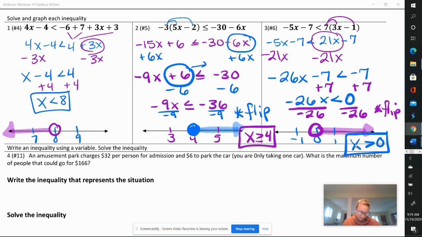Now for the word problem. We first want to write an inequality that represents the situation, and then we'll solve it and interpret it if needed. An amusement park charges $32 per person for admission and $6 to park the car. You're only going to take one car, so that's a one-time fee. We want to find the maximum number of people that could go for $166. Remember, this is a spending inequality, so what you spend has to be less than or equal to what you have.